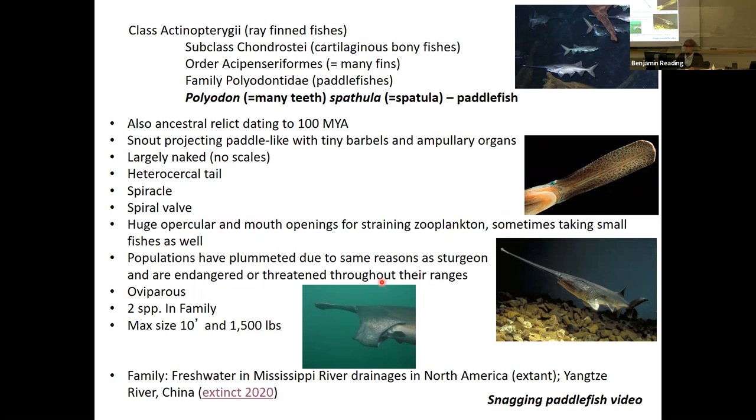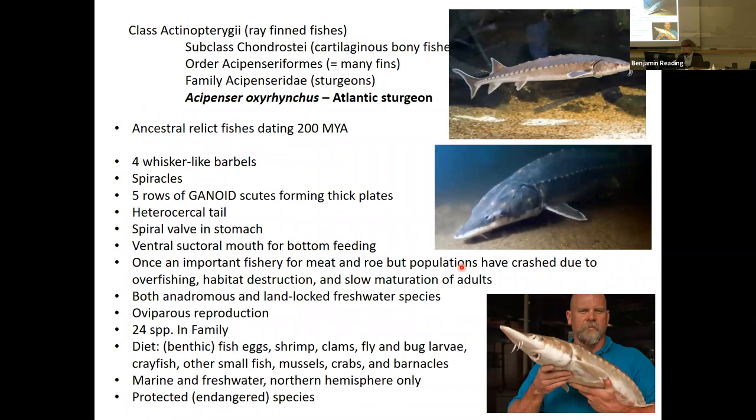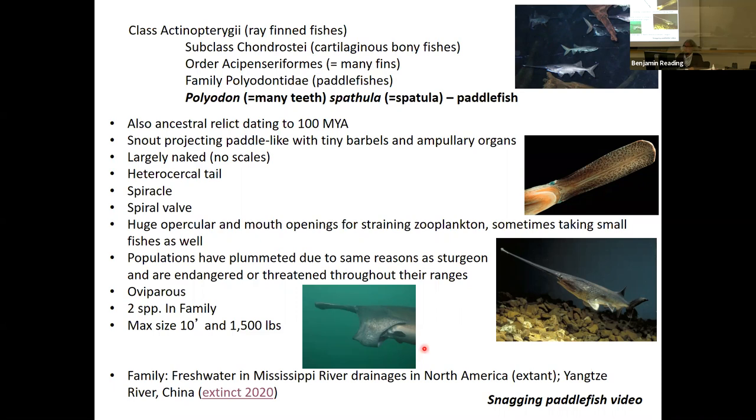Populations have plummeted due to the same reasons as sturgeon. You know, when you can't harvest these things for the eggs to make caviar, what's the next best thing? Let's harvest paddlefish eggs and make caviar out of the paddlefish. And so a lot of these things are considered endangered or threatened, or in some cases, unfortunately, extinct. They can get pretty big, 10 feet, 1,500 pounds. So it's a pretty good sized freshwater fish.